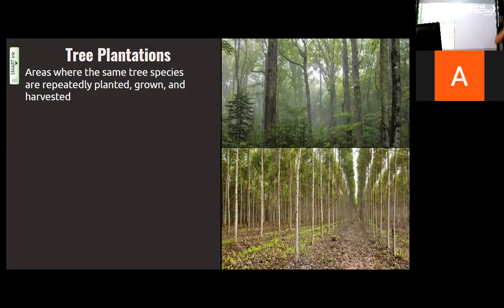So Weyerhaeuser pays you all kinds of money to come get your trees. Once they get your trees, they offer you your next step, which is, can we start a tree plantation? And you see these around here.